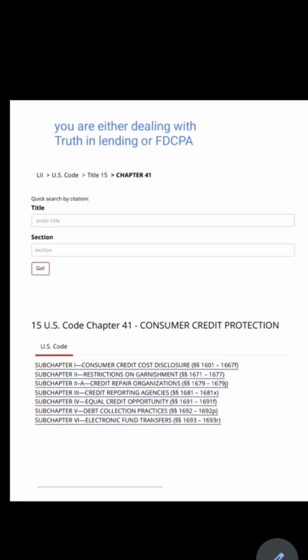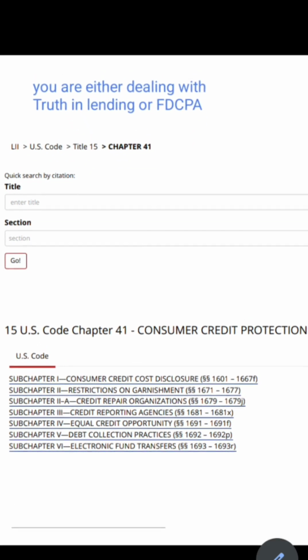Now, being that we're dealing with the consumer, credit reporting agencies, debt collectors, or people like Lexington Law, we want to make sure that we're utilizing the correct code. For the credit reporting agencies, I would be using the 1681s. And for debt collection practices, I would be using the 1692s. You can go through and read these. This is where your truth in lending and your FDCPA is, dealing with your consumer reports.